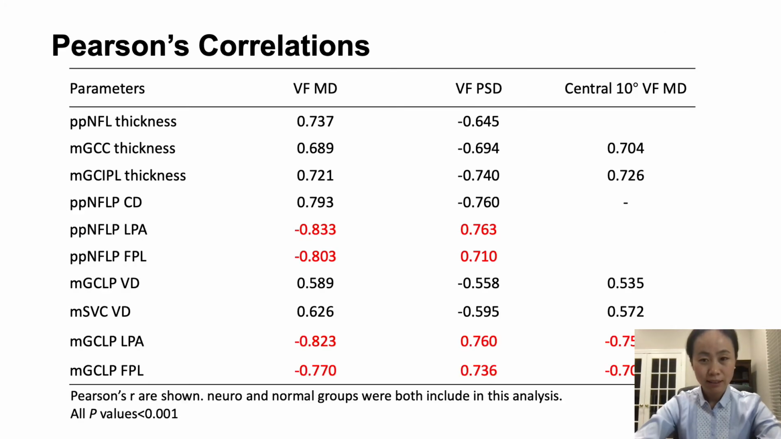The thickness and vessel density had good correlation with visual field mean deviation and the pattern standard deviation. Among them, the low perfusion area and focal perfusion loss still had better correlation with visual field. If only correlated with central 10 degrees visual field mean deviation, the macular GCLP low perfusion area had the highest Pearson's R value.